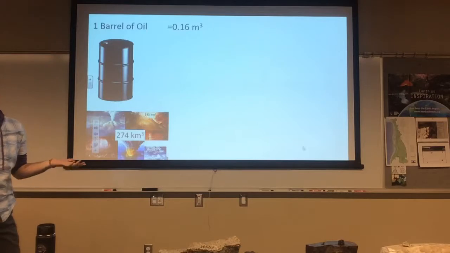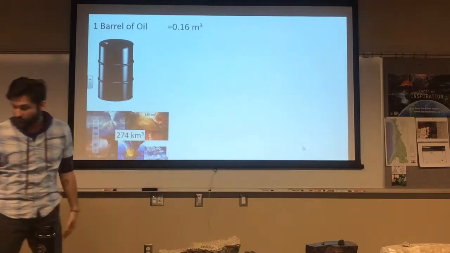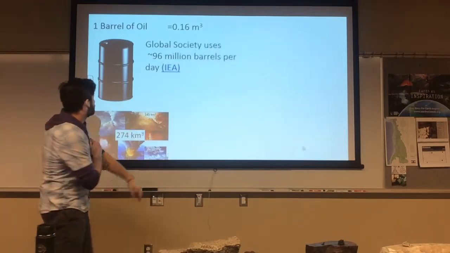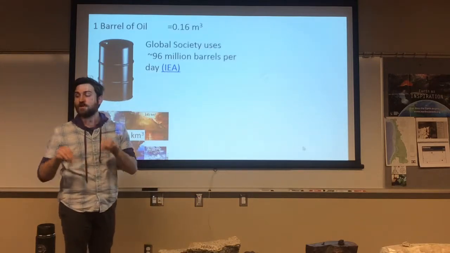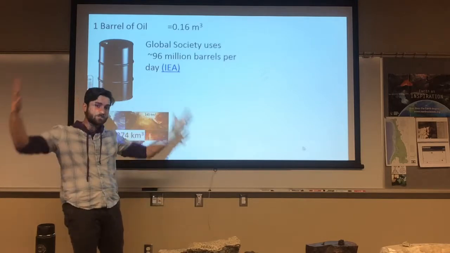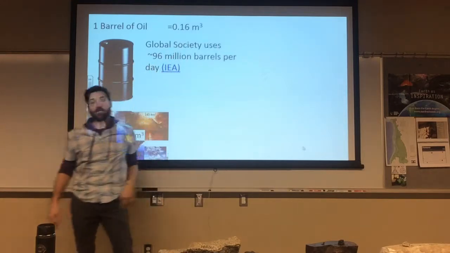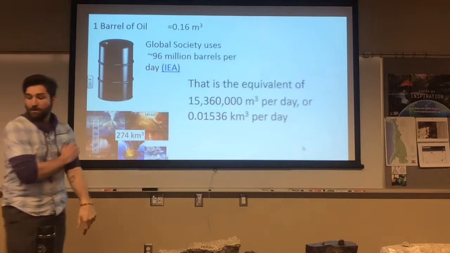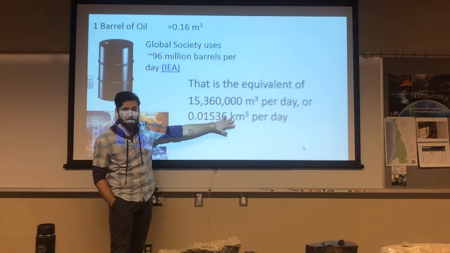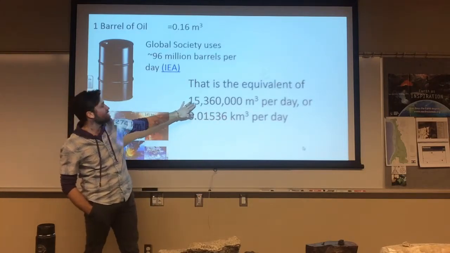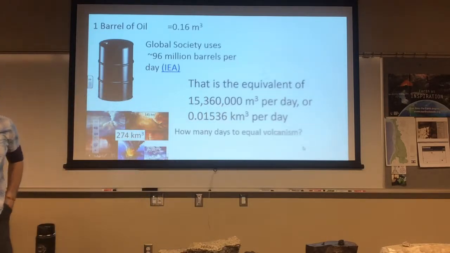Okay, so in a barrel of oil, that's about 0.16 cubic meters of liquid material. We use, and this was data I think from 2016, about 96 million barrels per day of oil. Global society, 96 million of these barrels. So 96 million times 0.16 meters cubed. That's about this many cubic kilometers per day then. Okay, it's a very small, minuscule number. 15,360,000 cubic meters per day. Okay, a small amount of cubic kilometers.